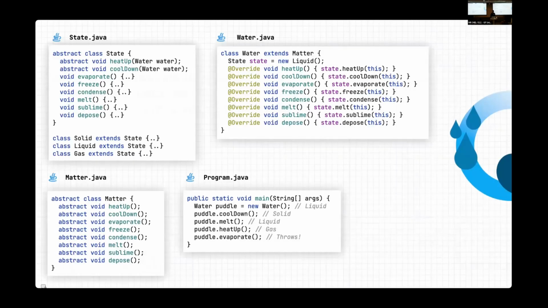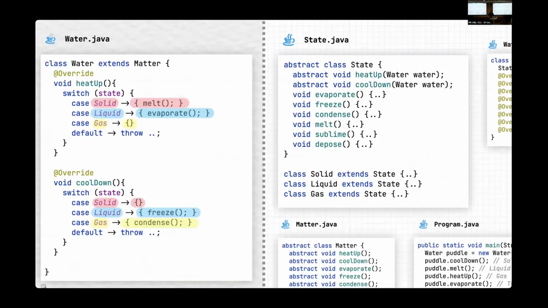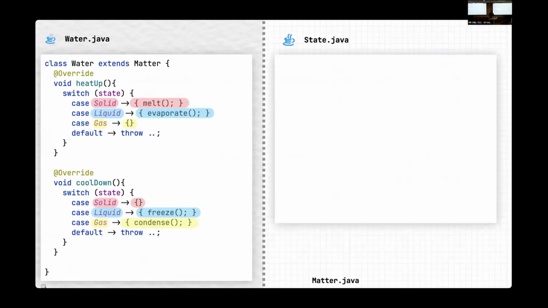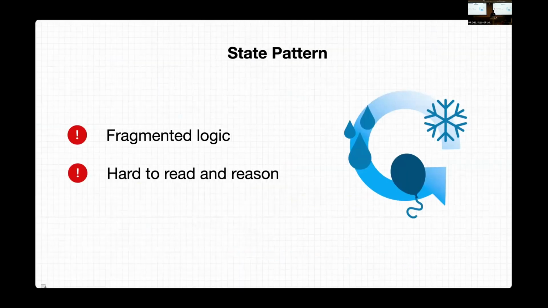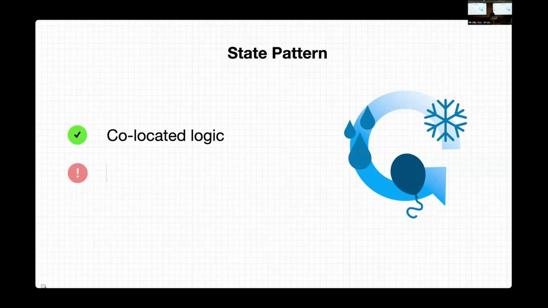Okay, so with the state pattern, this is what you get. If I bring in the previous example where you had no state pattern, and now you have the state pattern, and if I color code this, you'll see that previously our logic was fragmented. But now our logic is co-located. They are located together. And that's the whole reason why we should have the state pattern. It gets rid of the fragmented logic and co-locates all the logic together, and it makes it easier to read and reason about these states.